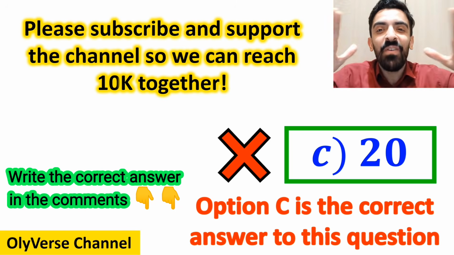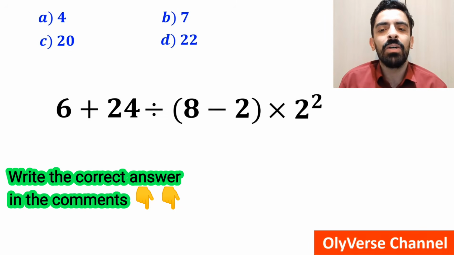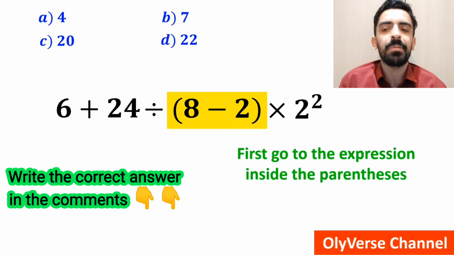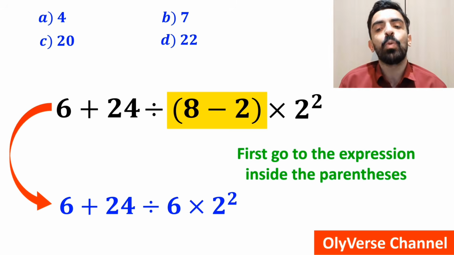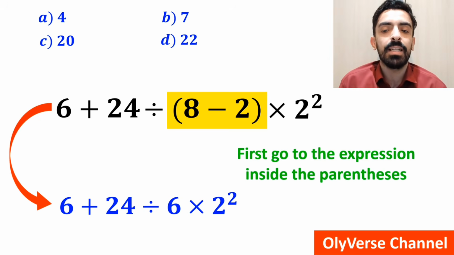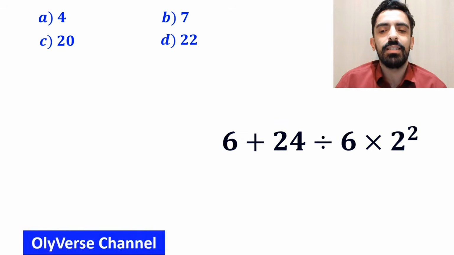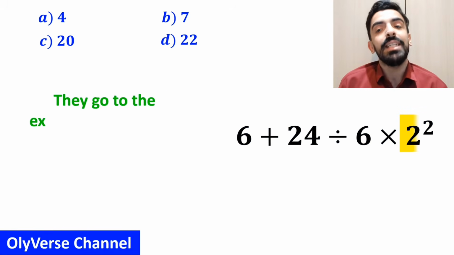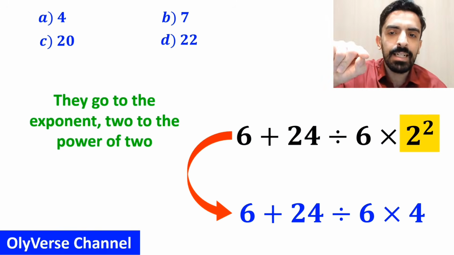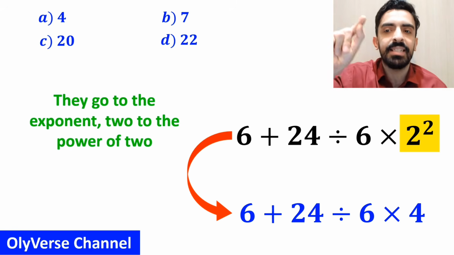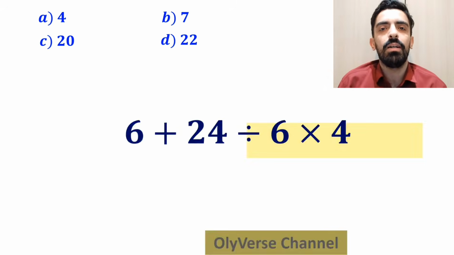However, that's definitely wrong. Also, some other people when solving this question first go to the expression inside the parentheses and instead of this expression, they write 6 + 24 ÷ 6 × 2². And the next step, they go to the exponent 2 to the power of 2 and simplify this expression to 6 + 24 ÷ 6 × 4.